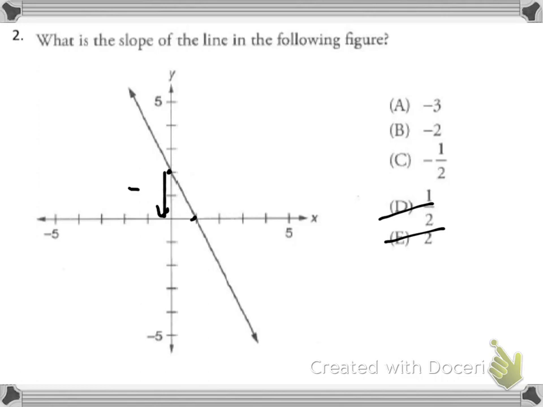We went down 2 spaces, so that's a -2, and we had to go over 1 space. So using our rise over run, it's going down 2, so that's our rise. We're going down 2, and we're running to the right 1. So this one has a slope of -2, which is B. Moving on to question 3.